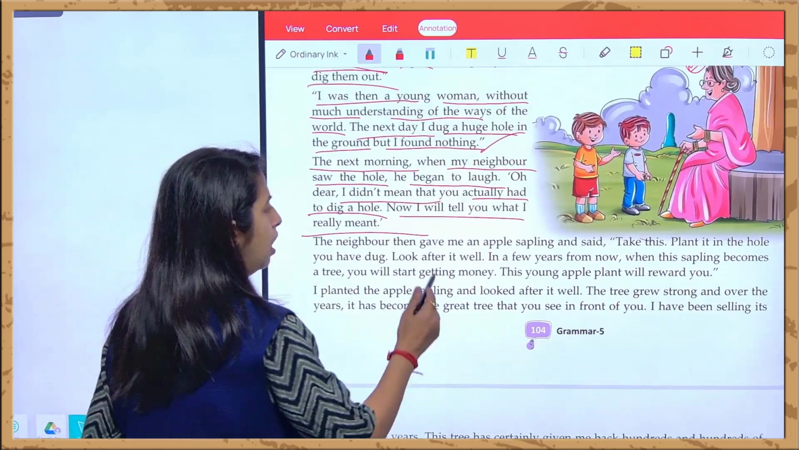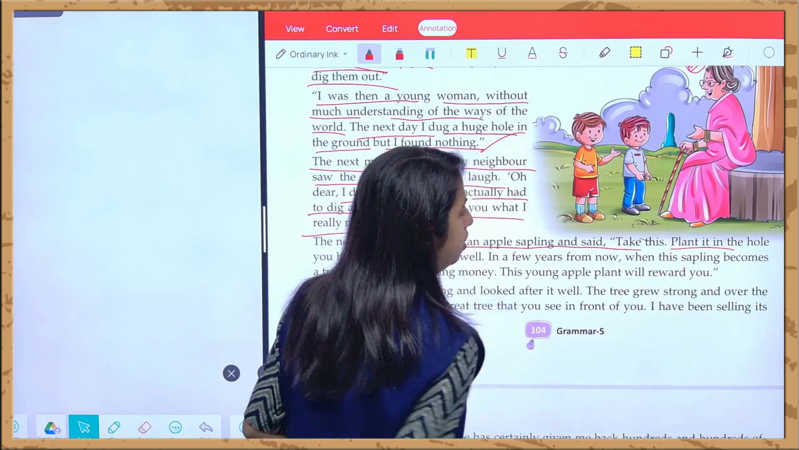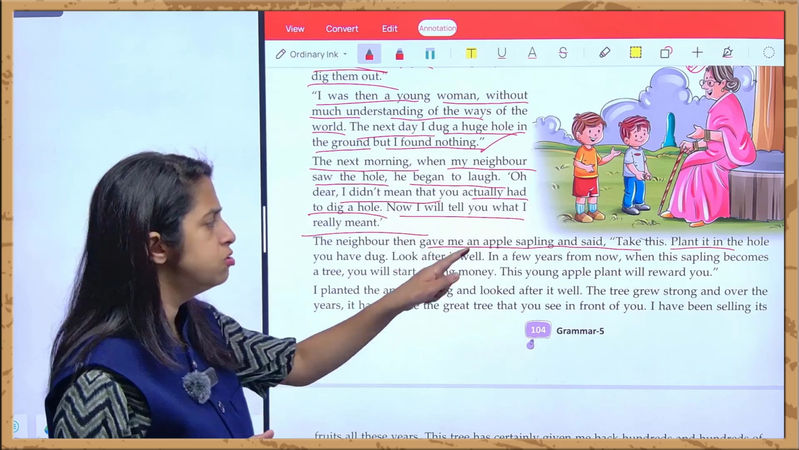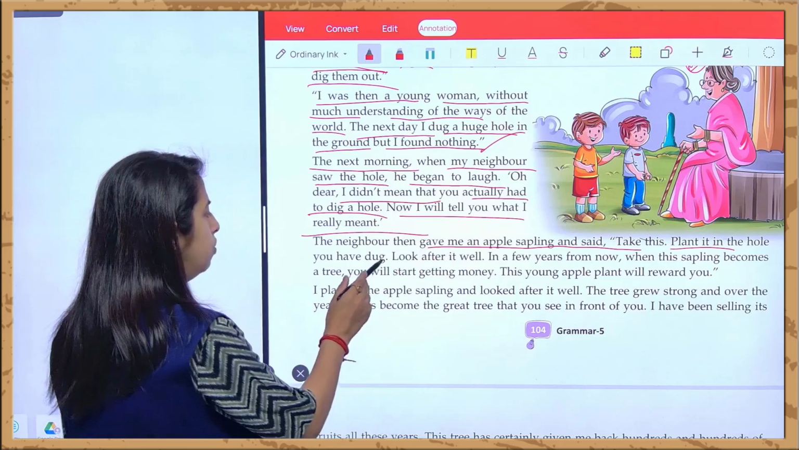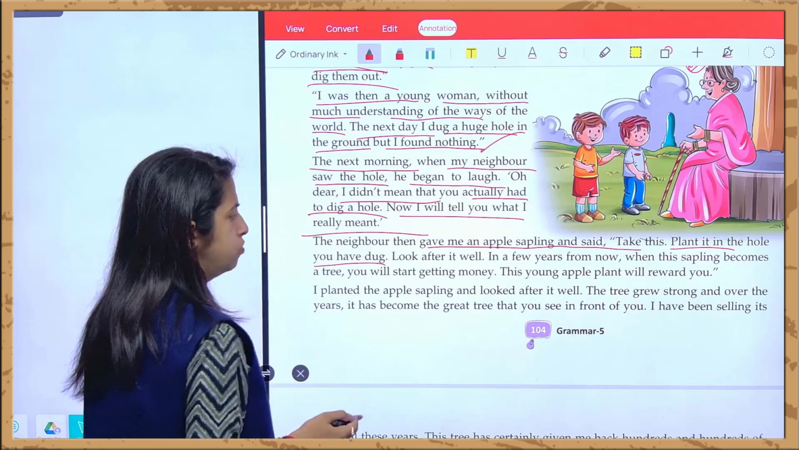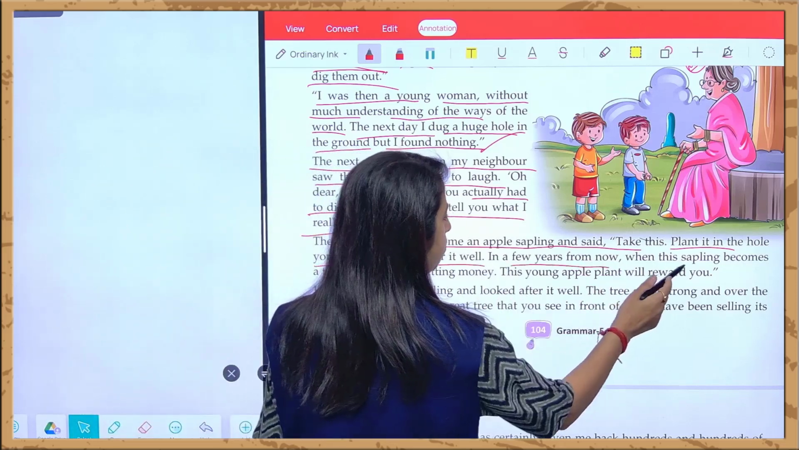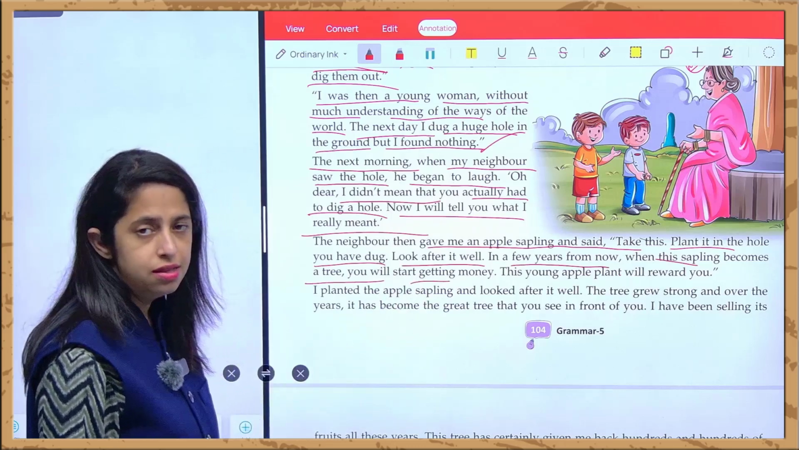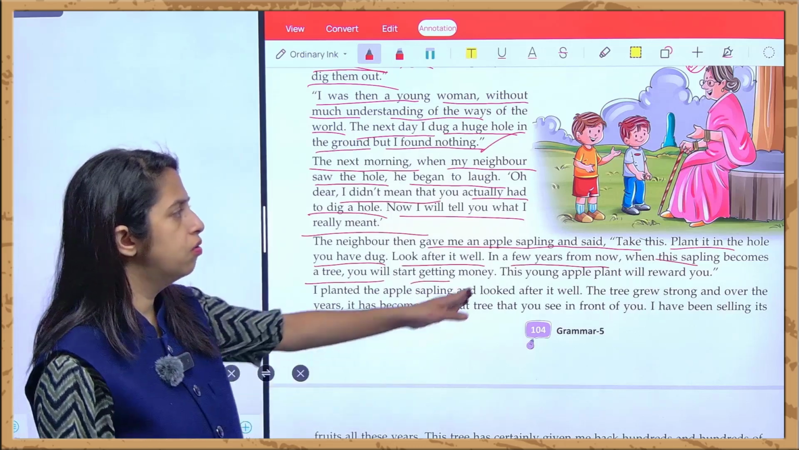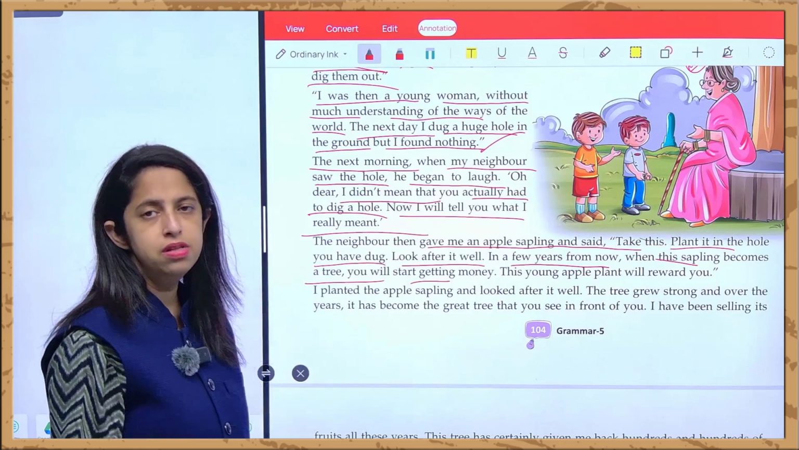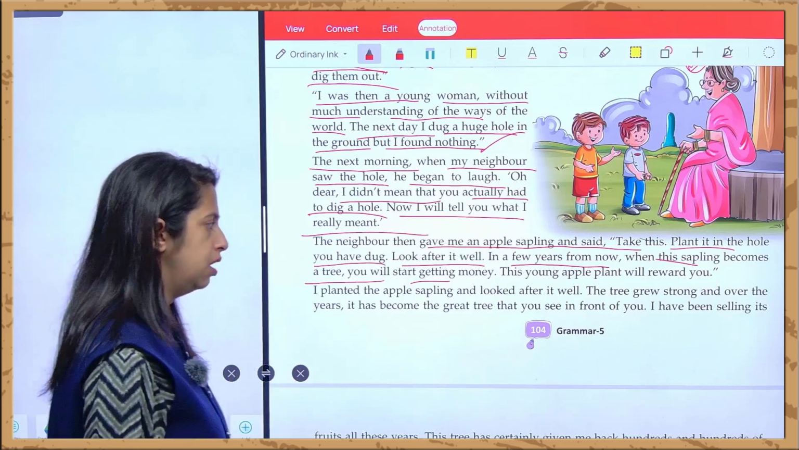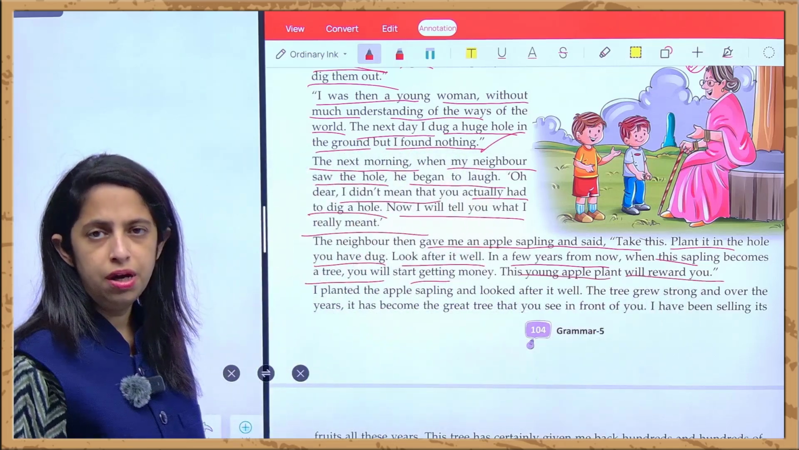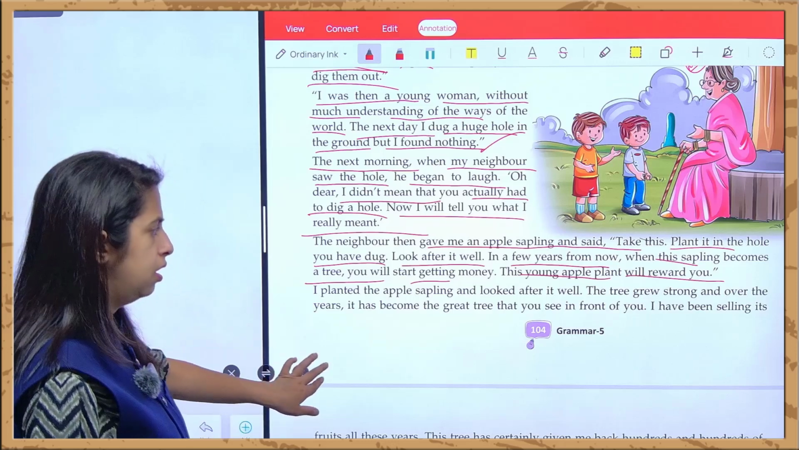The neighbor then gave an apple sapling and said, "Take this and plant it in the hole." Neighbor ने उसको क्या किया, एक एप्पल का seed दिया, and he said कि please plant this in the hole you have a dug, means आपको एक गड्ढा मिल चुका है. Now look after it well. In a few years from now, when this saplings become a tree, you will start getting money. He said, as soon as the tree grow over here and you'll be selling the apples, as it's an apple tree, you will be getting a money. And this young apple plant, it will reward you. और ये छोटा सा पेड़ आपको बहुत ही ज्यादा reward देगा.